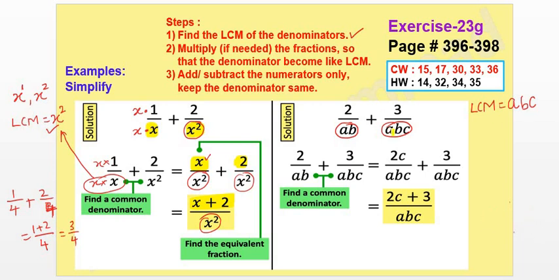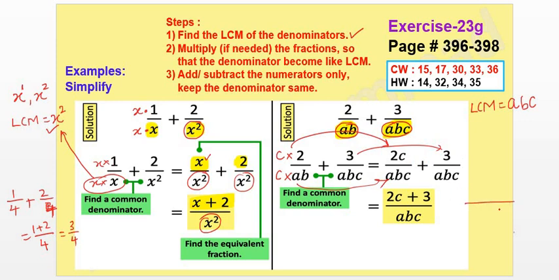This one is already like the LCM, so I don't have to do anything here. But the second fraction has only AB in the denominator, so C is missing. That's why I will multiply the denominator by C and the numerator by C. This will give me 2C in the numerator, and in the denominator I will have ABC, because AB times C is ABC. And this fraction will remain as it is, because I'm not multiplying its numerator or denominator by anything, so it will be 3 out of ABC.